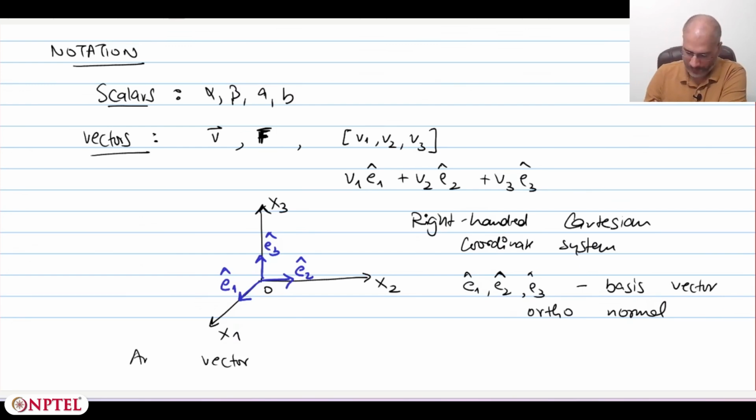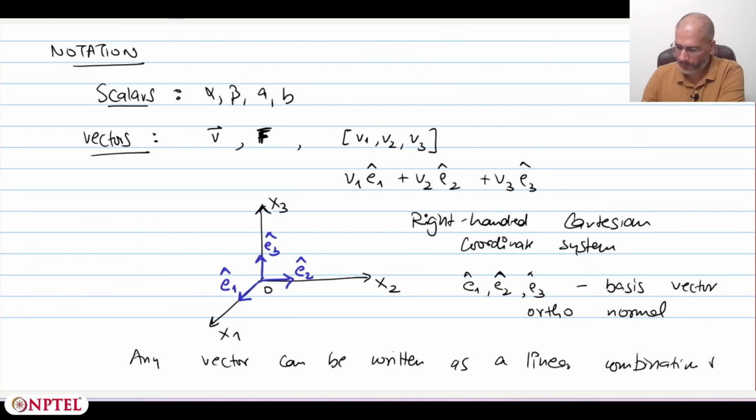Any vector can be written as a linear combination of E1, E2, and E3. Right.